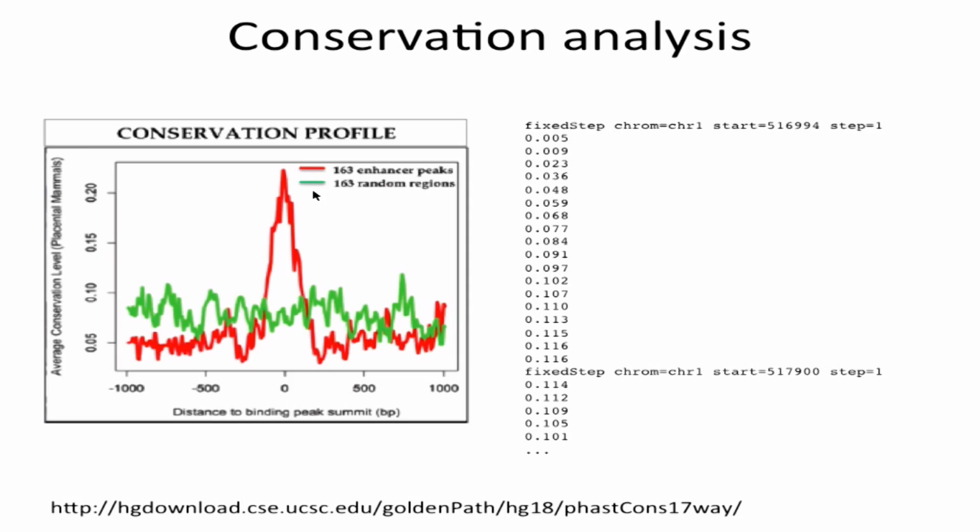You can do this analysis using some of the genome browser tracks, which you can also load into R. This is one of those genome browser tracks that has conservation values. This is just values between 0 and 1, and 1 is more highly conserved and 0 is less conserved.